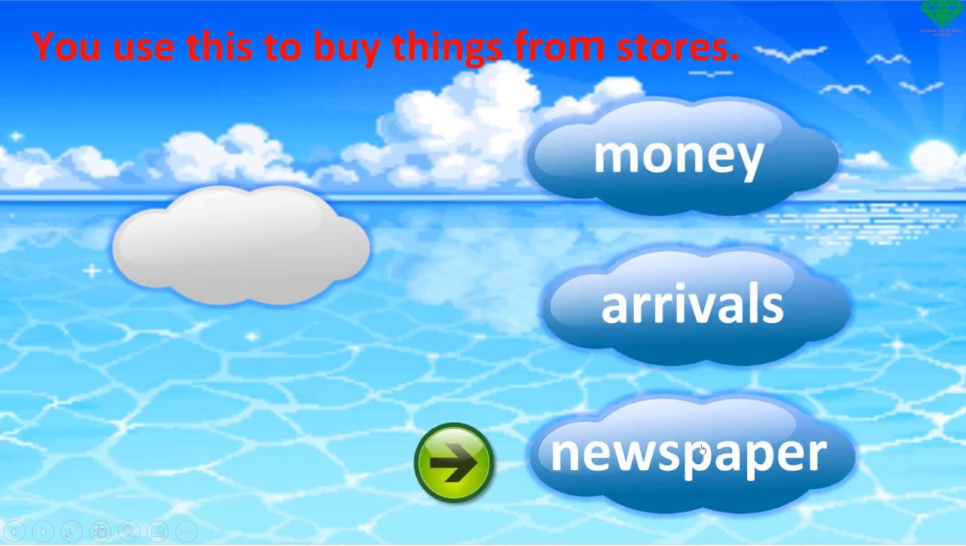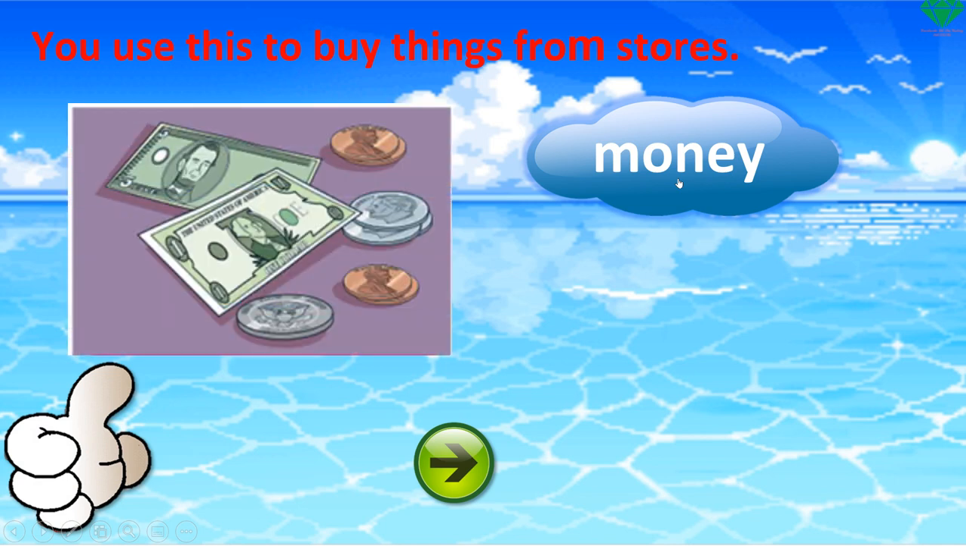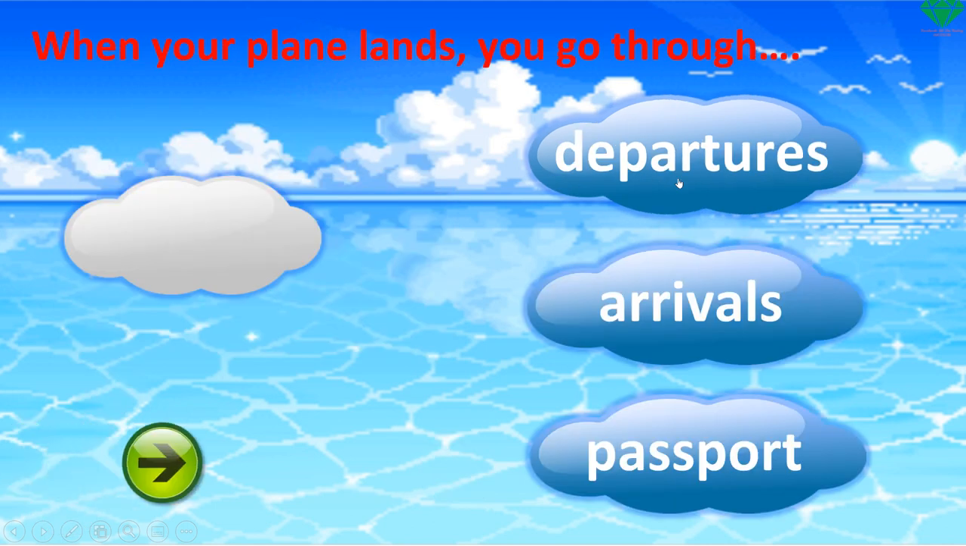Now, the next one. You use this to buy things from stores. Okay. So, we have three choices here. Money, arrivals, or a newspaper. Yes. What is your choice? Of course, you have to use money to buy things from stores, okay? It's money. It's easy, right? Okay, now the next one.